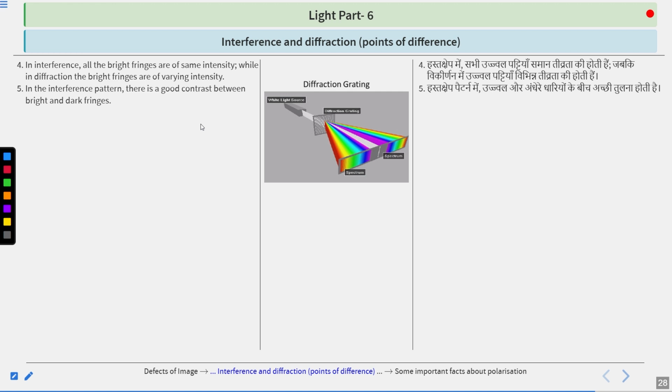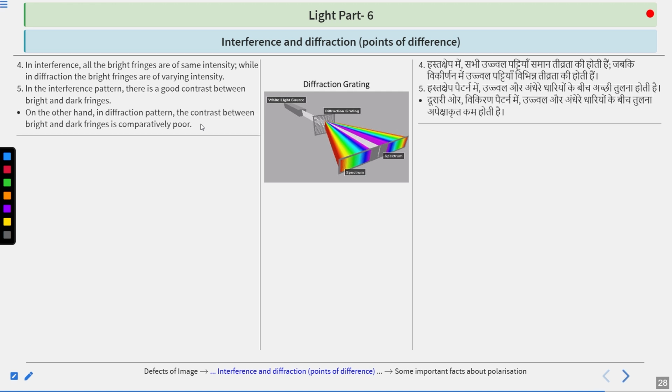In the interference pattern, there is a good contrast between the bright and dark fringes. On the other hand, in the diffraction pattern, the contrast between the bright and dark fringes is comparatively poor.